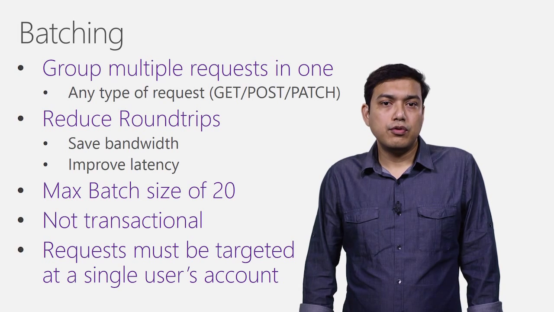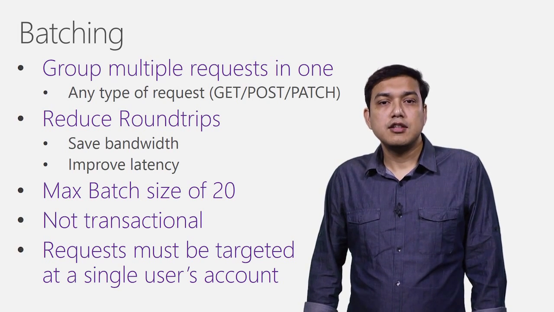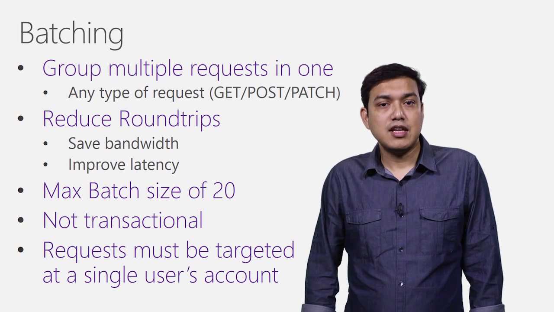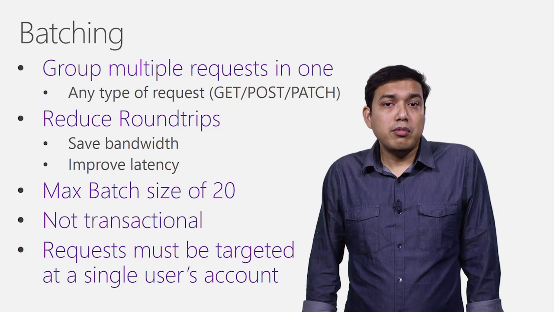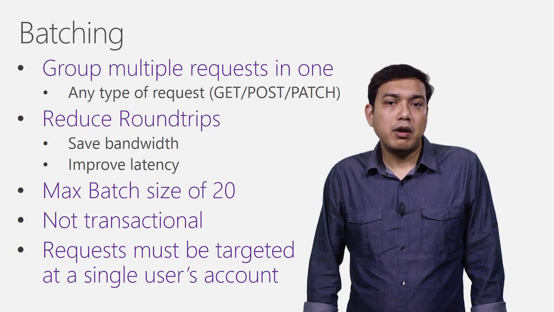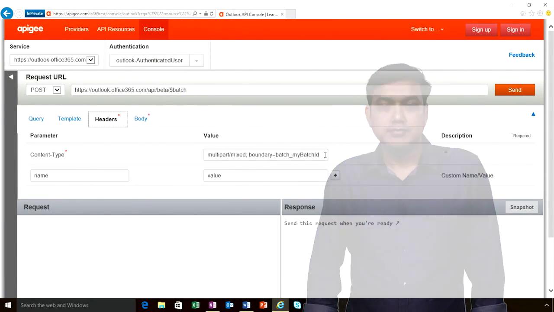Batching is especially useful in synchronizing large amounts of data. API calls in the same batch can access different resources, such as messages and events, that belong to the same mailbox of the signed-in user. Now, if you need to make more than 20 calls, or if the order of completing calls matters, use multiple batch requests. Now, let's take a look at the last demo.